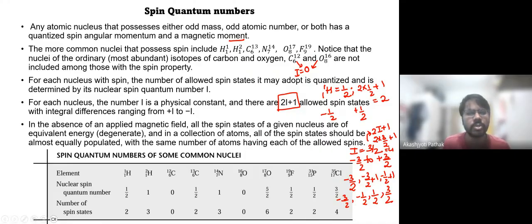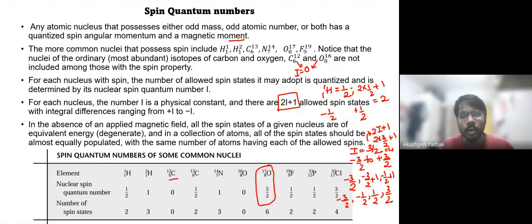All of the spin states should be almost equally populated, with the same number of atoms having each of the allowed spins. Here the spin quantum numbers of some common nuclei have been given. For proton it is 1/2, for deuterium it is 1. All the even atomic mass number nuclei, like C12, C14, C16, and oxygen O16, have zero spin quantum number. 13C will have 1/2.